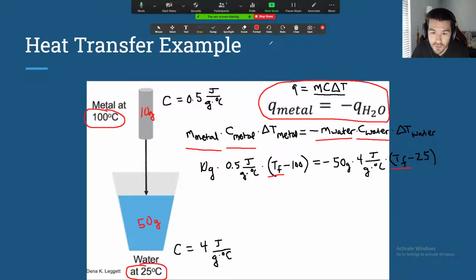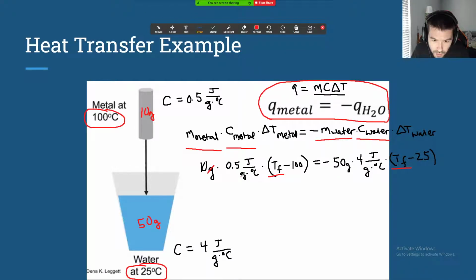Let me go through and cancel my units first. So grams. Ooh, you know what? I made a little bit of a boo-boo. This should be degrees C. Degrees C. All right. Grams cancel, Celsius is going to cancel. So what that means is that this side of the equation is going to be in joules, this side of the equation is going to be in joules. That's what we expect.